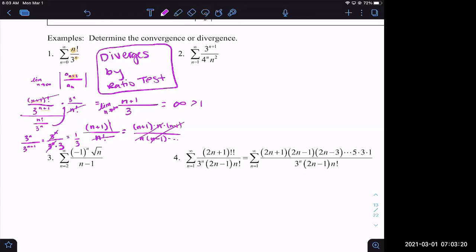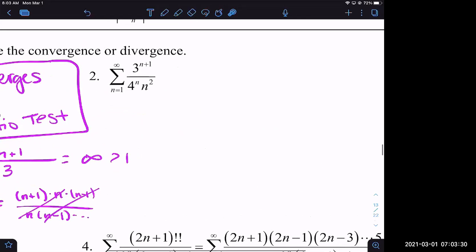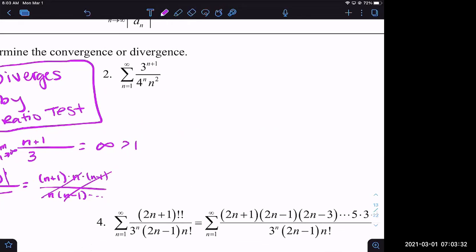Because that's bigger than 1. Okay, so the thing that takes a little bit of getting used to is this simplifying. So let's practice again. Our rule is we have to do the n plus 1 term. So the n plus 1 term, everywhere there's an n, we're rewriting an n plus 1. So the numerator is 3 to the n plus 1 over 4 to the n plus 1 times quantity n plus 1 squared.